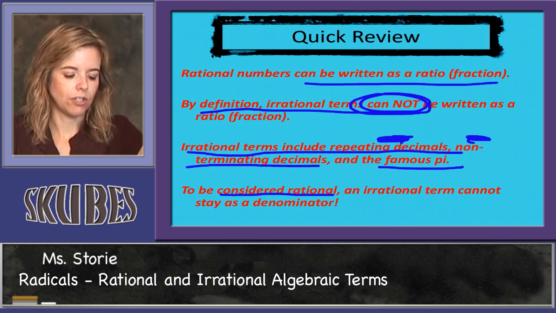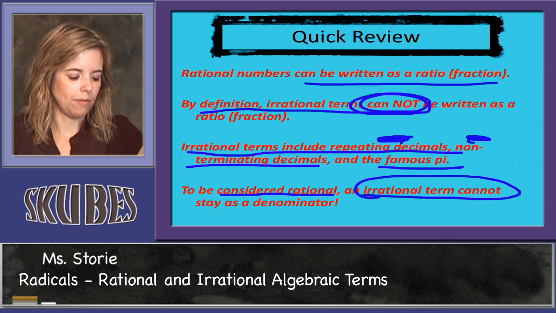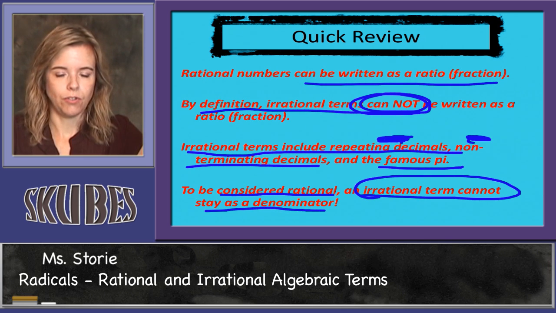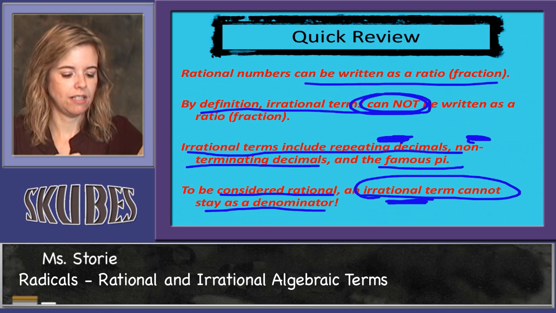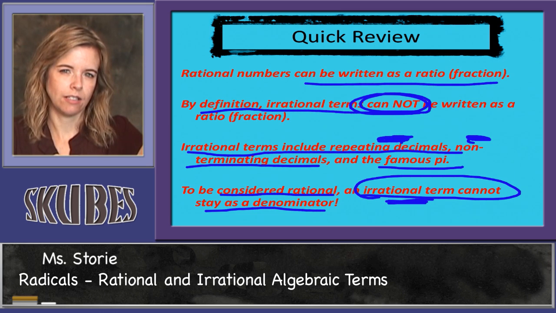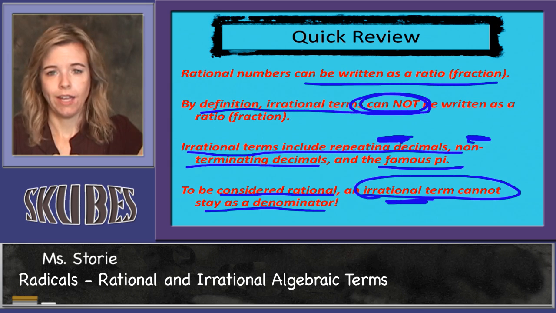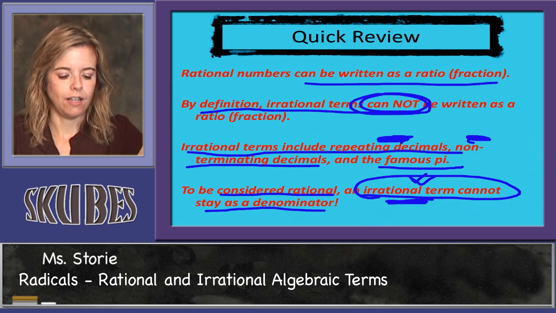To be considered rational, an irrational term cannot stay as a denominator. So if you can't get rid of that weird non-terminating or repeating decimal or famous pi, if all those are sitting as a denominator, you can't make it rational. It's not a rational number, it's considered an irrational term.